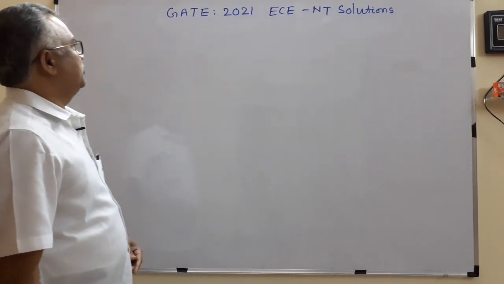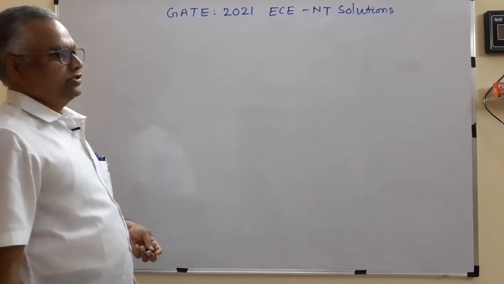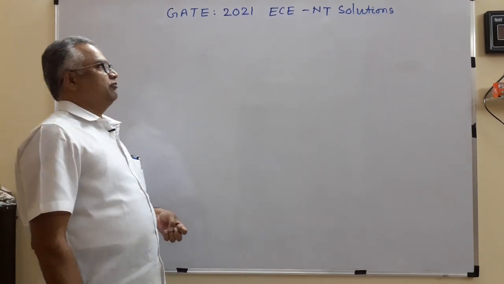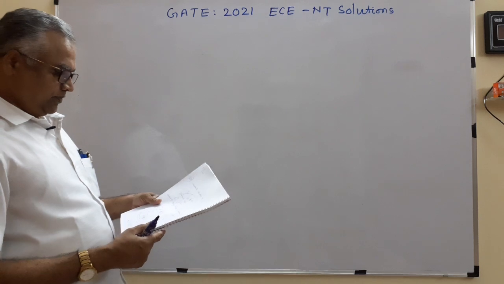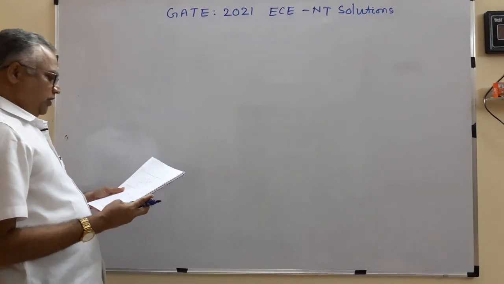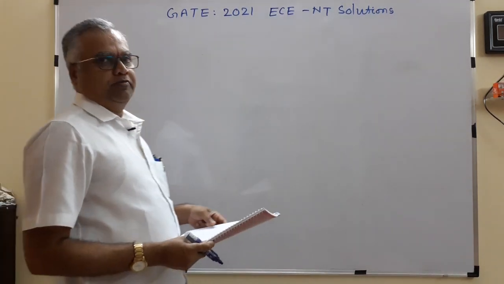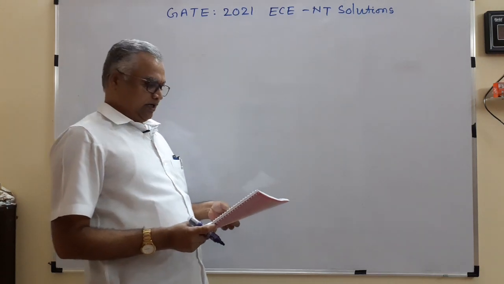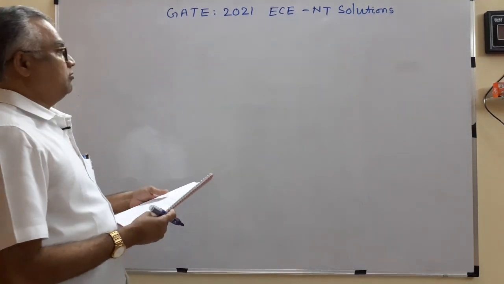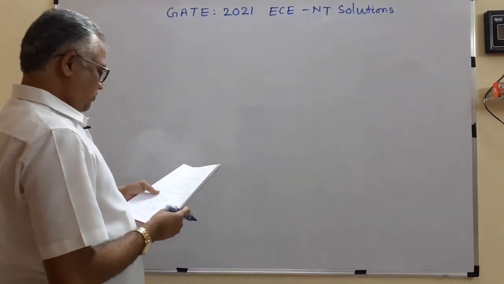Today we'll solve the GATE 21 ECE network theory solutions. It is divided into two parts. Transient problems we'll solve next class, but the other problems we'll solve today.